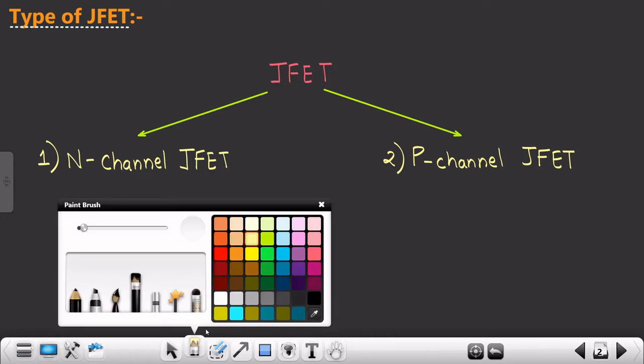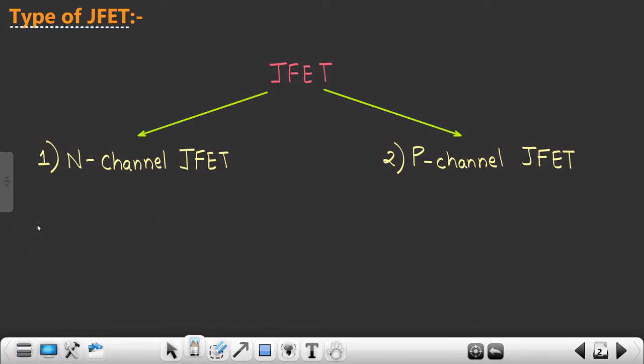I'm just giving you a short introduction to what exactly happens in N-channel JFET and P-channel JFET. In N-channel, the majority charge carriers are electrons, and in P-channel, the majority charge carriers are holes. We are going to see this in depth when we deal with the construction and the internal structure of JFET. As of now, we'll just write these two points over here.